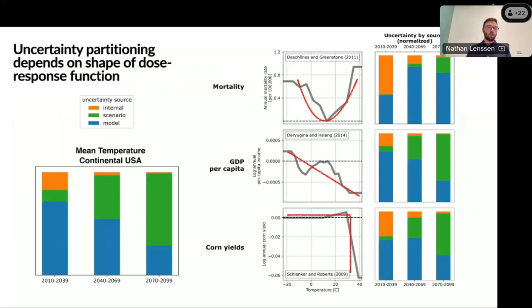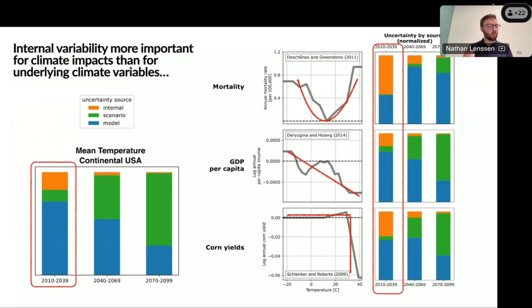On the left, I'm now showing the classical Hawkins and Sutton breakdown on just the temperature. But what we see, even for the more linear GDP function, is that internal uncertainty matters more. And as we get to really nonlinear dose response functions like mortality, we see that internal uncertainty matters much, much more in the actual impact than it did in just the raw climate variable for temperature. So again, internal variability is more important, and often much more important, for climate impacts than it is for the underlying climate variables.